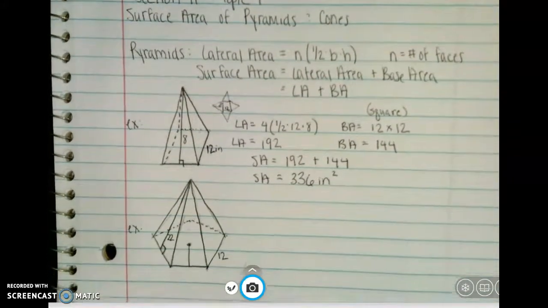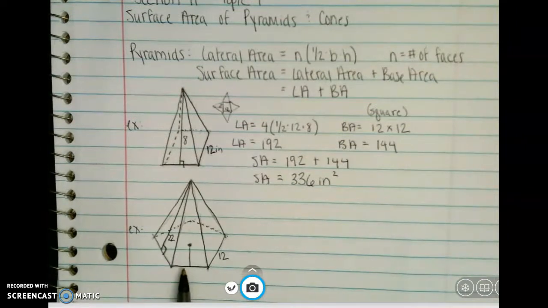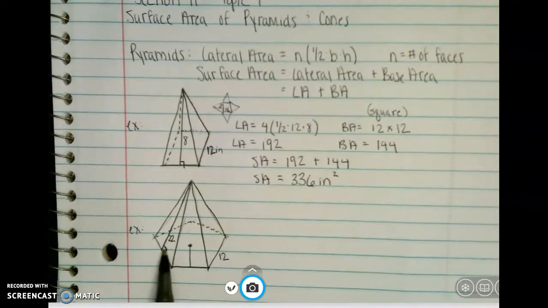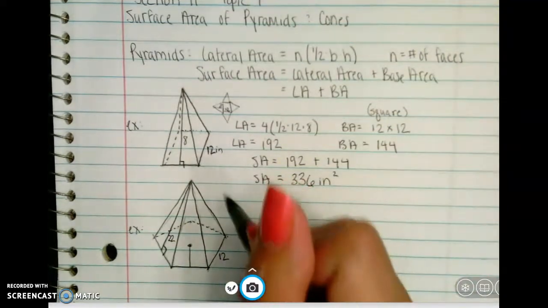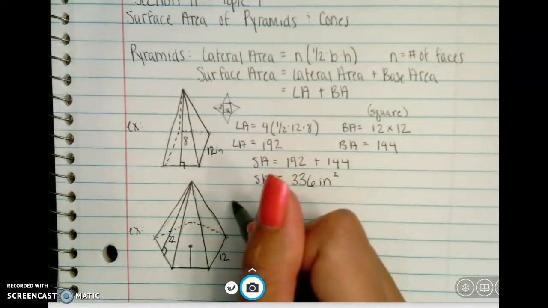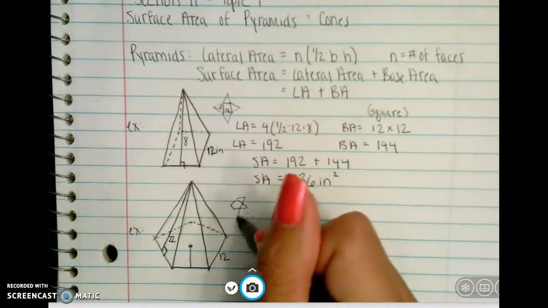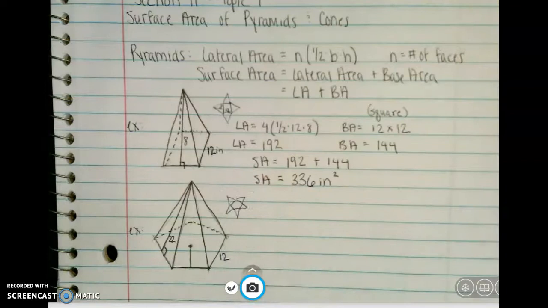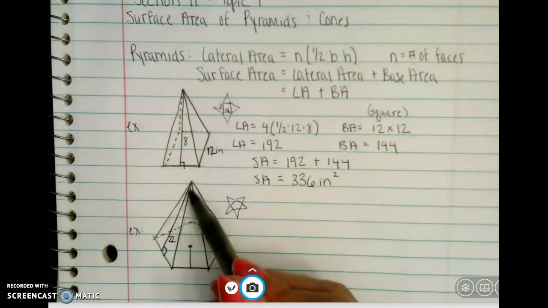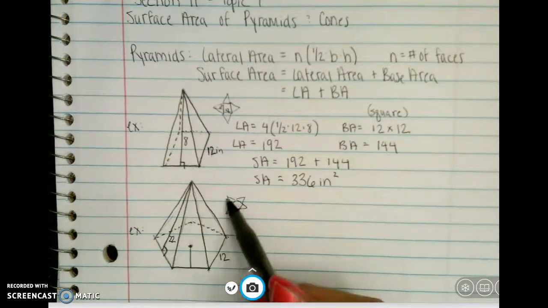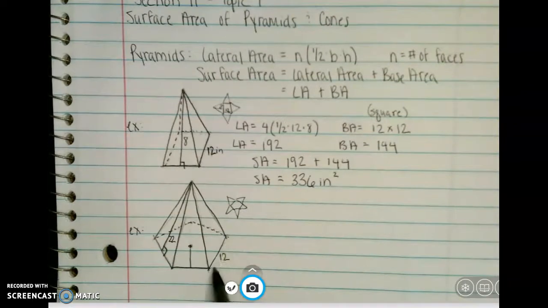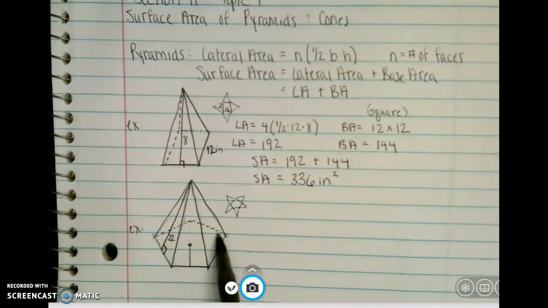For this next one, it's a pentagonal pyramid, there's 5 sides, so 1, 2, 3, 4, 5. So 5 sides, we're looking at the lateral area. If I was to draw just a little net of what this would look like all flattened out, we would have a pentagon and little triangles off of each side. So there should be 5 faces. Each face is 22, so the height of each of these triangles is 22, and the base of each side of the pentagon is 12.